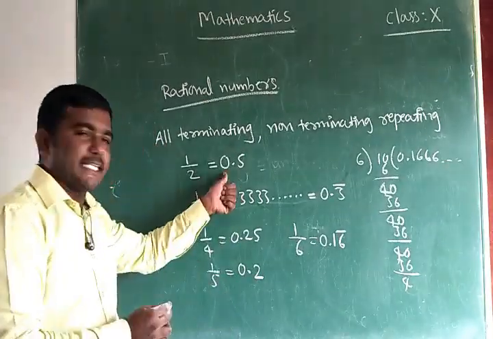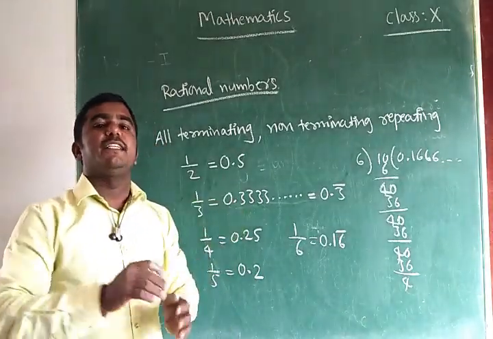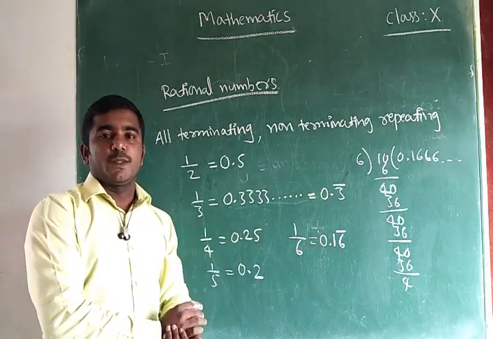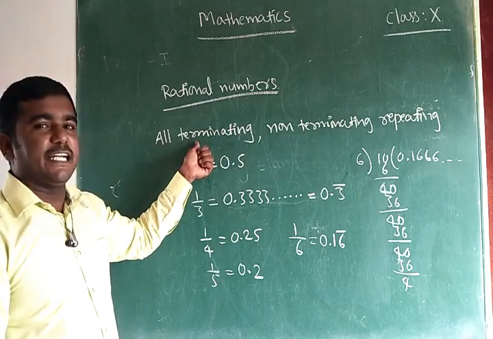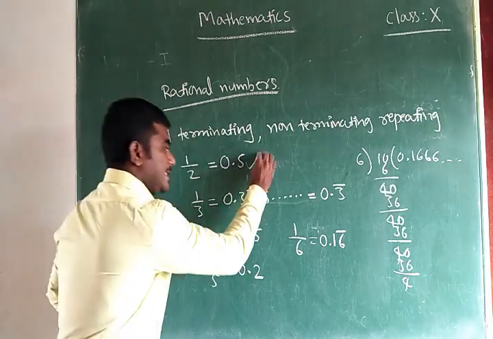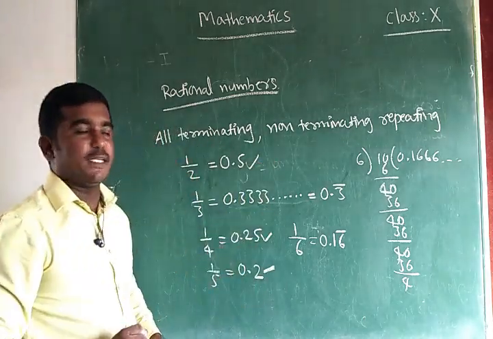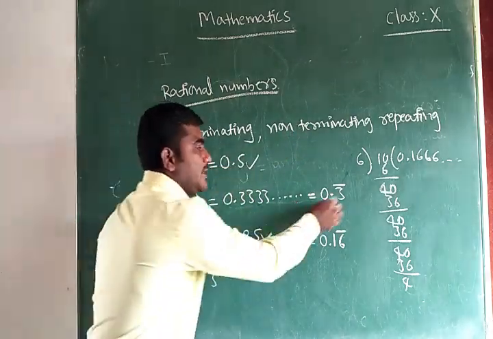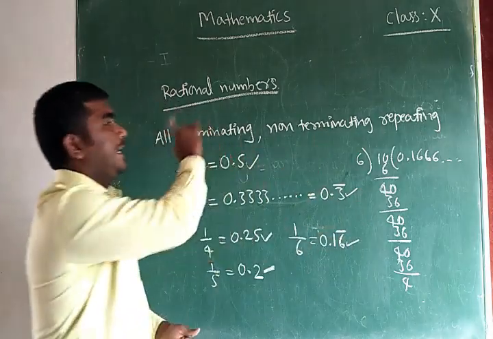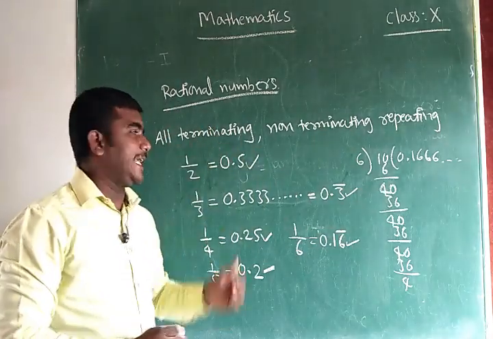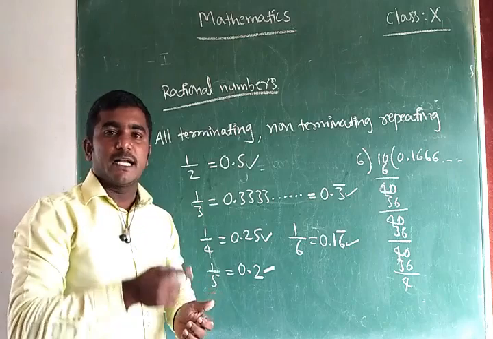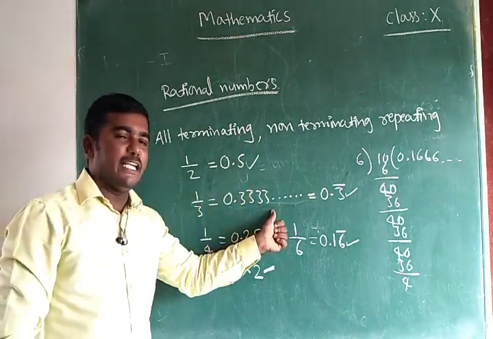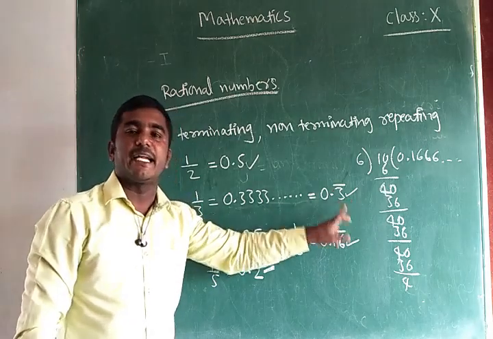See, you can take any p by q form. Either it will terminate, or even if it is non-terminating, compulsorily it should repeat after some places. So that's why there is another definition. All terminating values are rational numbers, and non-terminating repeating values too. Even if it is non-terminating, if it repeats, that is also a rational number. You can take any fraction or any p by q form, compulsorily you will get only two cases: either it will terminate, otherwise even if it is non-terminating, compulsorily it will repeat.